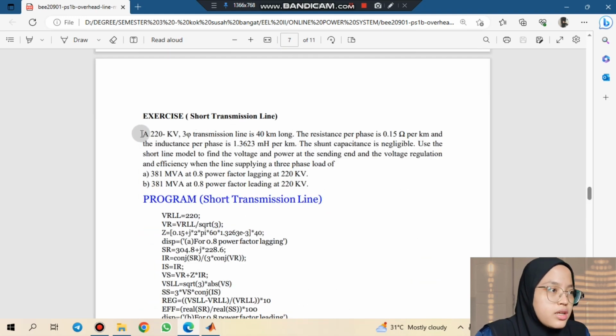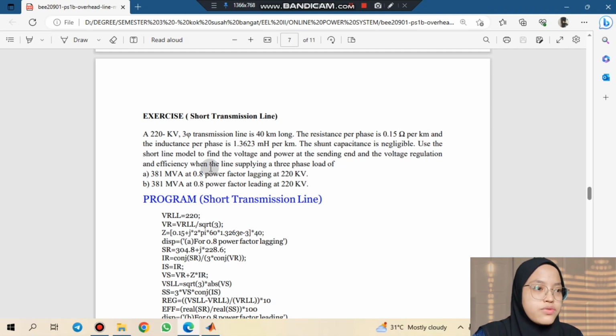So the question states the 220 kilovolt three-phase transmission line is 40 km long. The resistance per phase is 0.15 ohm per kilometer and the inductance per phase is 1.3623 millihenry per kilometer. The shunt capacitance is negligible.